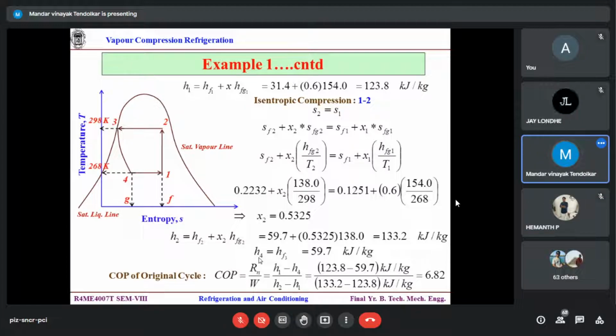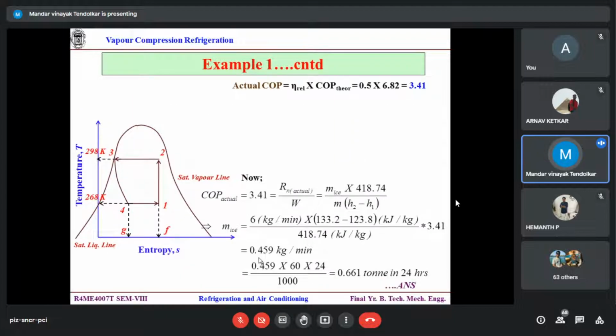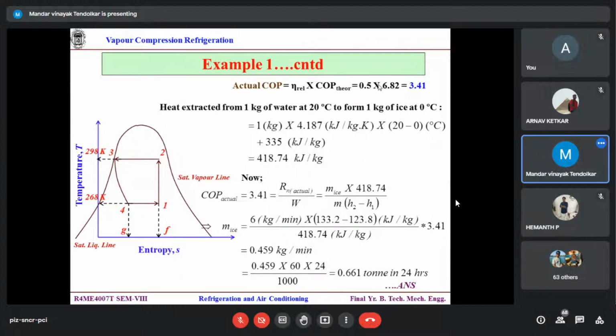So is the COP fine? Correct? Now we are given that 50% is the actual one. So 6.8 to the half, that is 3.41. Now there is an important step. What is given to us is 20 degrees Celsius water and we are required to produce 0 degrees Celsius ice. So let us say 1 kg of ice, so we can get the answer per kg.